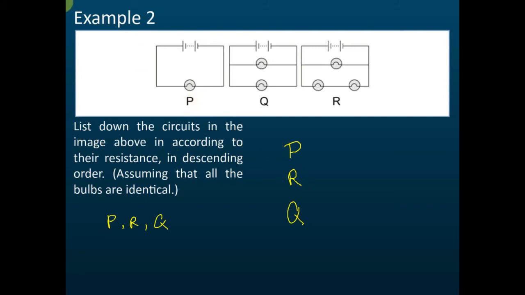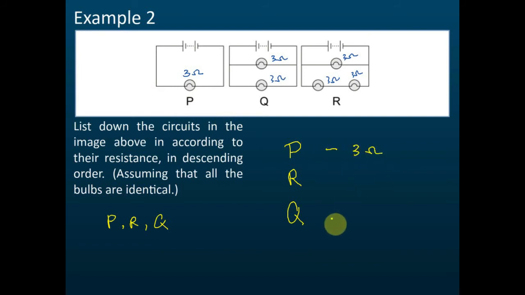Now, if you are not sure, fine, then you can do some calculations. Let's say we assume that each bulb has a resistance of 3 ohm. So for the first one, P, what's the effective resistance for P? It's 3 ohm, right? P is 3 ohm.